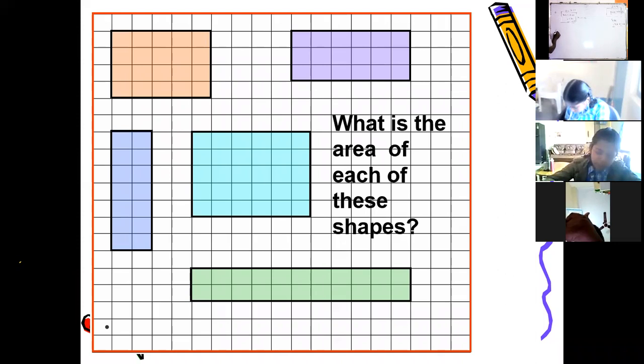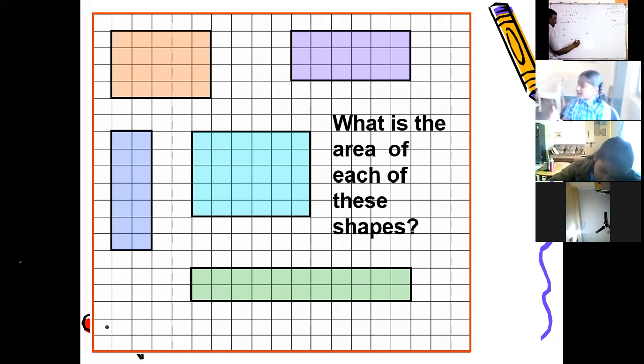Second one. Length and breadth. 6 centimeter, I think. Breadth is 3 centimeters. 18 centimeters square.